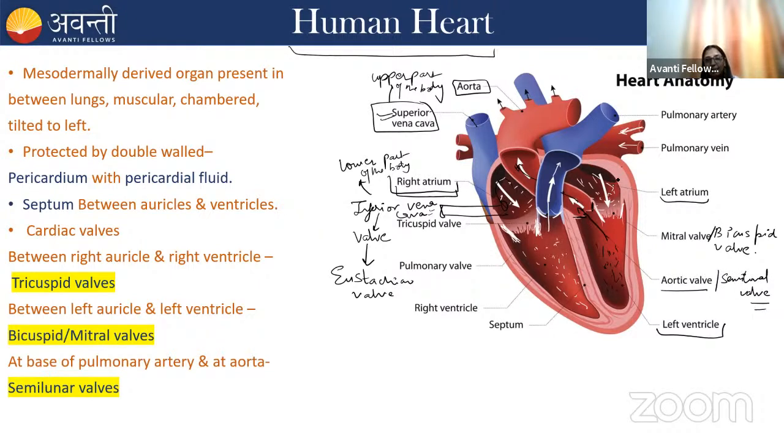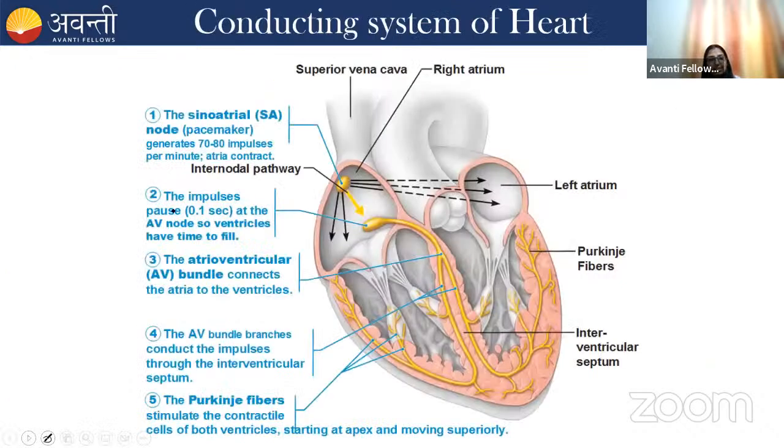Okay, and please remember the walls of the left ventricle, you can see this, they are thick as compared to the right ventricle. Why? Because the left ventricle has a lot of pressure, because it has to pump the oxygenated blood to this aorta, and the aorta has to carry the oxygenated blood to the rest of the body. So the left ventricle has a thick wall as compared to the right ventricle. I hope it is clear.